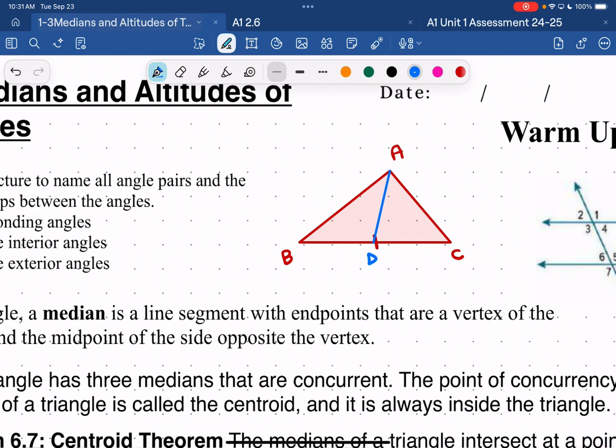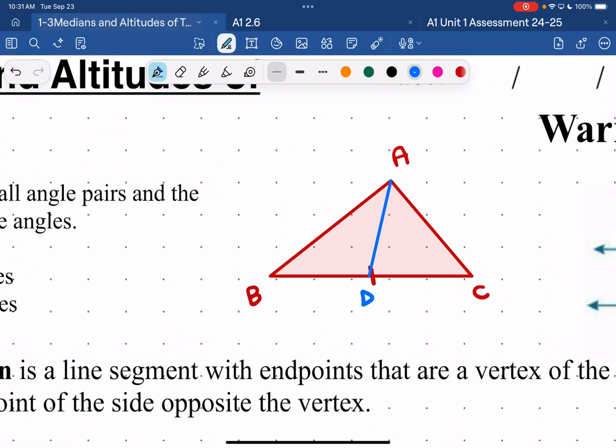This median AD, it has a midpoint. It connects the midpoint, that is D, to the opposite vertex A. We can have another median for the line AC. It is also going to connect the midpoint of AC to the opposite vertex B. Then we'll have another median because there are three angles, right? Yes. And three sides. So we are going to have another median that is going to connect the midpoint of AB to the opposite vertex that is C.